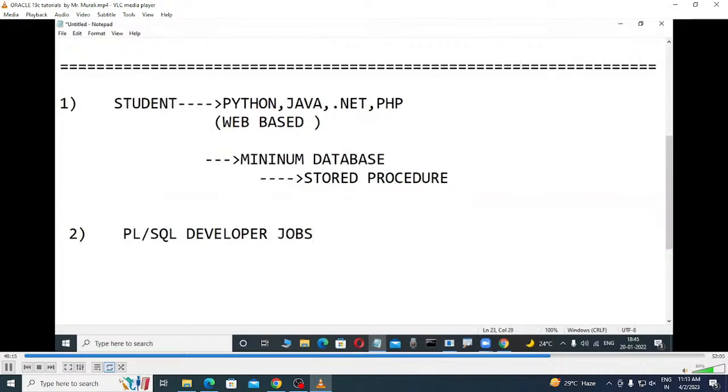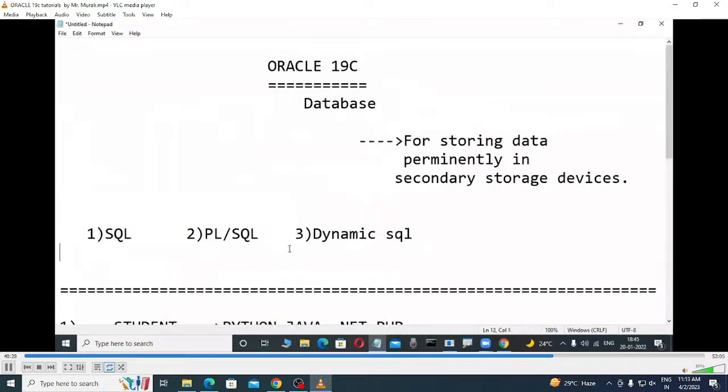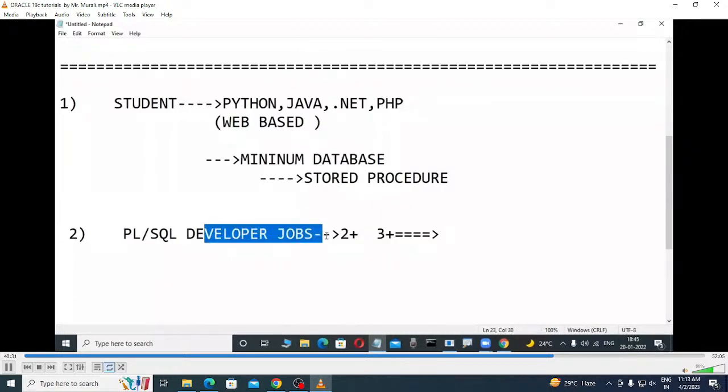Maybe a gap of 2 or 3 years is there, okay, fine. Those persons are in our course. They are learning this course only for PL/SQL developer purposes. Many people are learning this course from me. Actually, I'm a senior PL/SQL developer, that's why I have in-depth knowledge in PL/SQL. These persons struggling in job searching learn PL/SQL thoroughly from me.